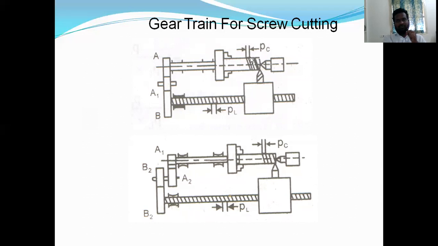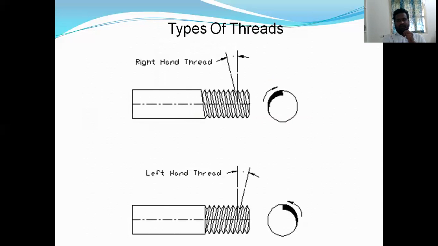These helical grooves we call threads. So we have different types of threads. That is the right hand thread, which means these threads are moving from right to left. And here, left hand threads, this helical shape is moving from left to right. Left to right it is moving, that's why it is called a left hand thread, and this is a right hand thread.